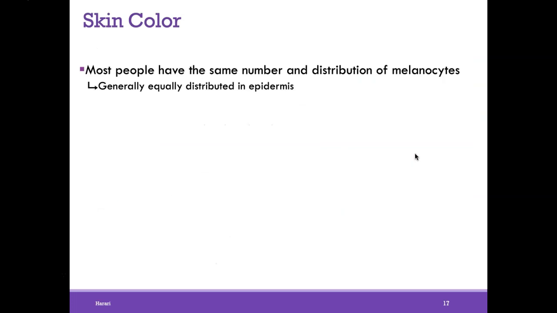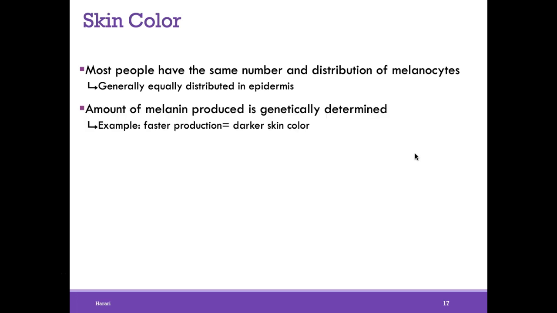Most people of different skin colors have essentially the same number of melanocytes and the same distribution of melanocytes. But the amount of melanin produced is genetically determined. In dark skin, the melanocytes produce greater quantities of melanin, and they spread out more.